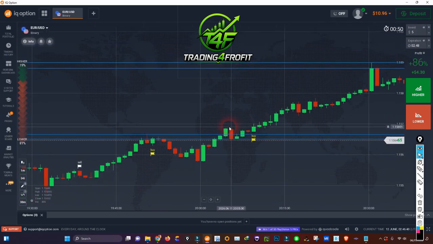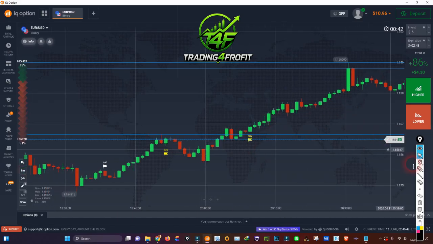So what am I saying here? What I'm saying is it has to close below, even if you want to take the risk, but you should not, because this is an uptrend. This is a clear uptrend.